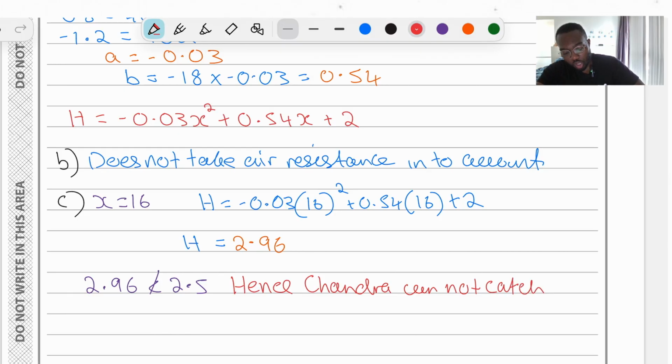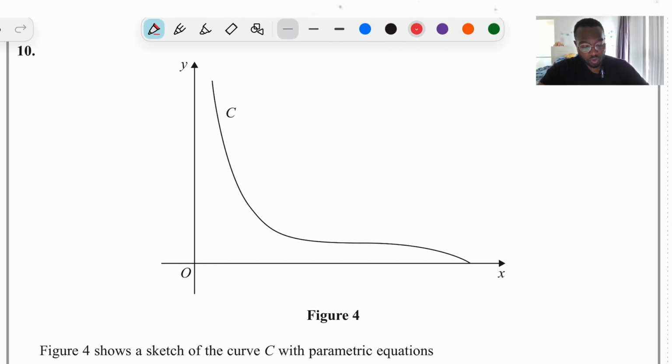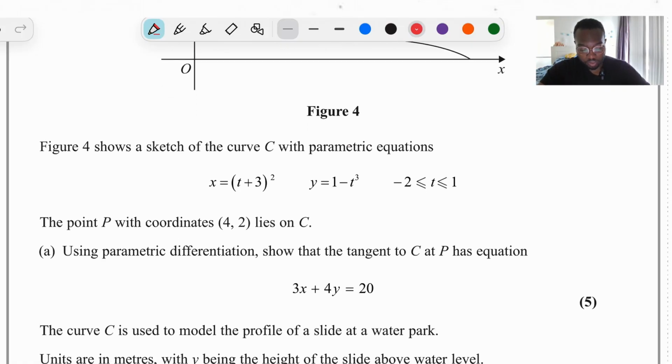Okay. So for question 10, we have this curve here, and we have the parametric equations of x equal to (t plus 3) squared, and y equal to 1 minus t cubed, where t is between minus 2 and 1.